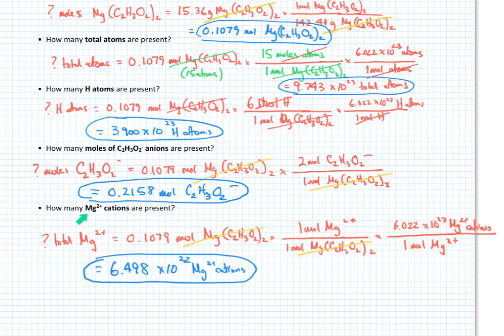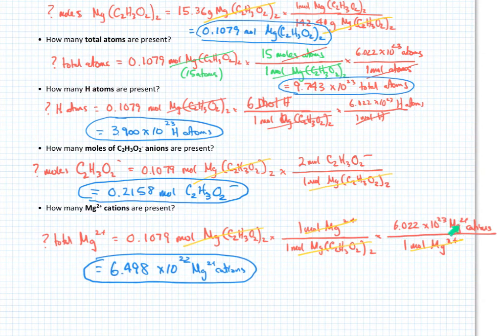And finally, how many magnesium cations? What's the total number of magnesium cations? We're going to start with the same number, magnesium acetate 0.1079. We've got 1 mole of magnesium ions for every one of these molecules. So 1 mole Mg2+ for every 1 mole magnesium acetate. That cancels that. And I should do the next step: 1 mole magnesium 2+ cancels 1 mole magnesium 2+ for every 6.022 times 10 to the 23rd magnesium cations.